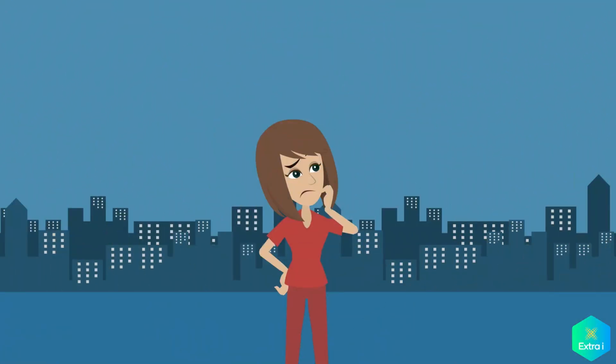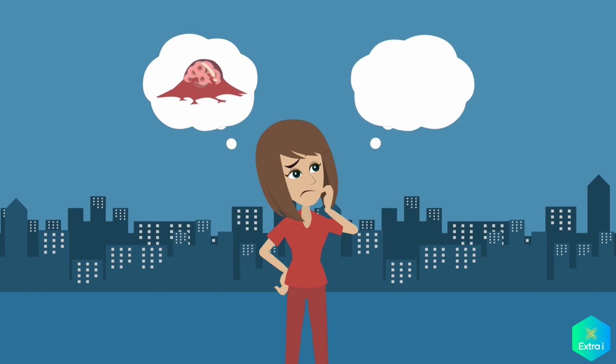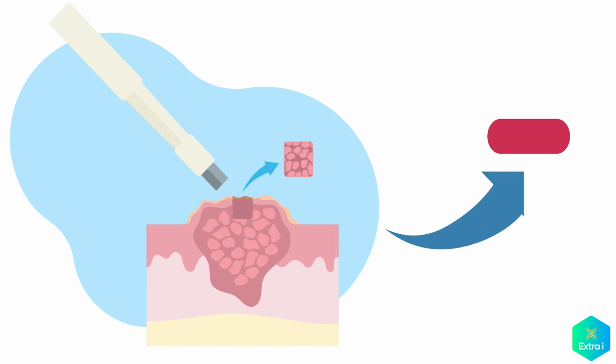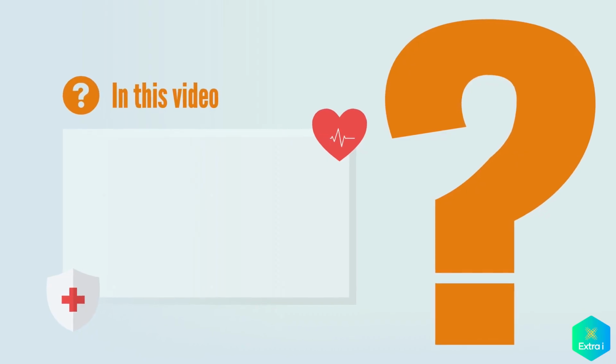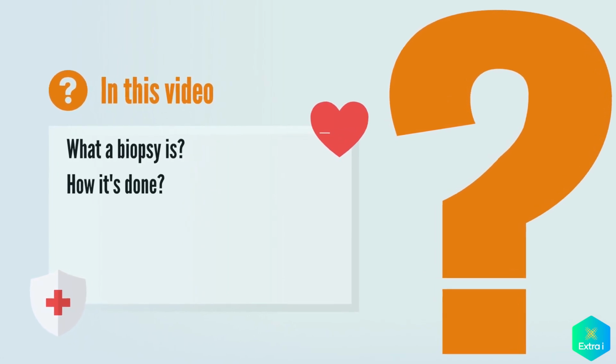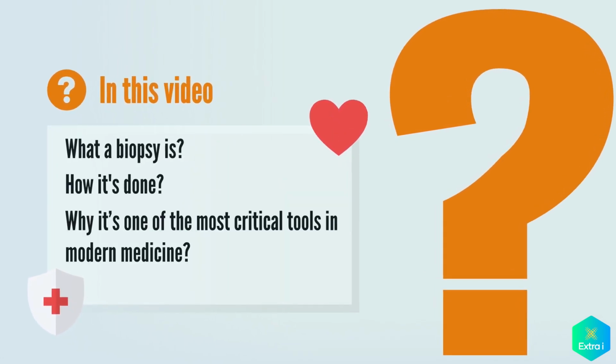Have you ever wondered how doctors diagnose serious conditions like cancer or liver disease? The answer often lies in a single, tiny sample of tissue known as a biopsy. In this video, we'll break down exactly what a biopsy is, how it's done, and why it's one of the most critical tools in modern medicine.